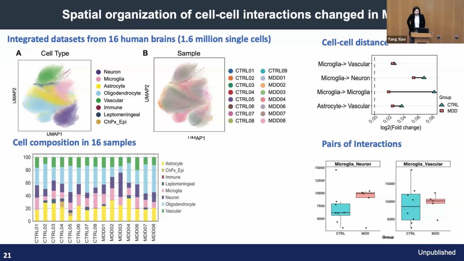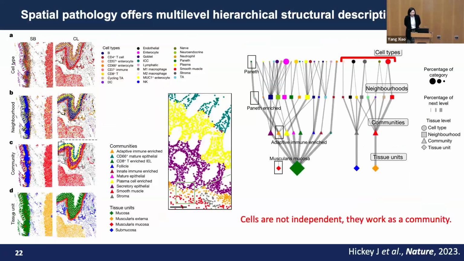And what's more exciting is that this type of single cell map is at the functional level. We're not just understanding the cell at the cell type level, we are trying to understand how they organize and how they form neighborhoods, and how neighborhoods correlate with or interfere with each other, and ultimately how they organize as a tissue type. So the idea is that cells are not independent. They work as a community.